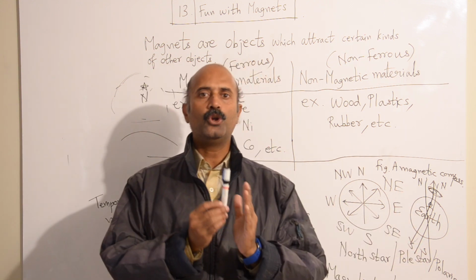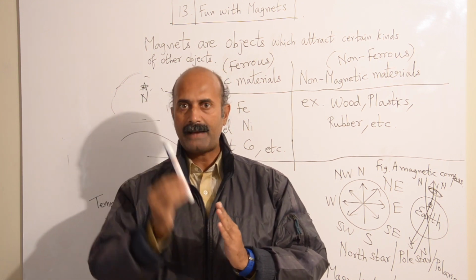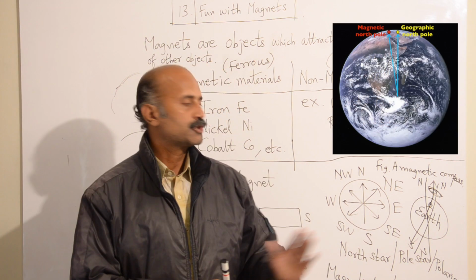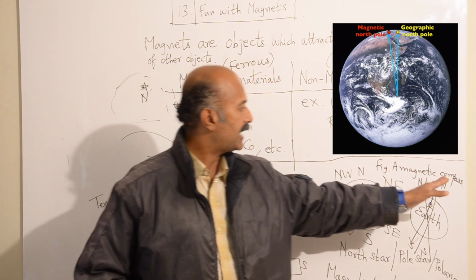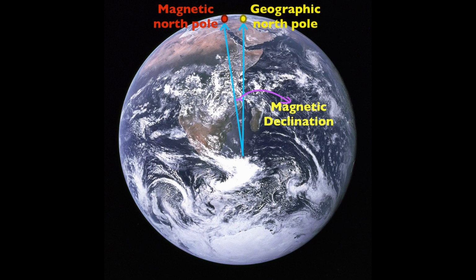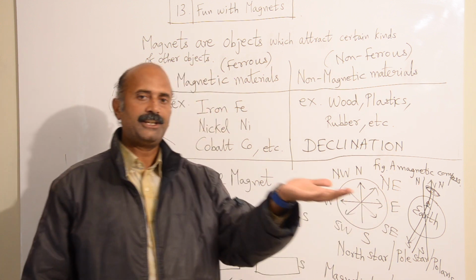But as we all know, the Earth is slightly tilted on its axis. So we also have a magnetic north and south. The difference between the geographical north and south and the magnetic north and south is known as declination. There's a small angle, theta, known as declination.